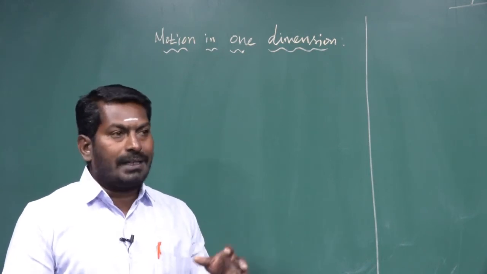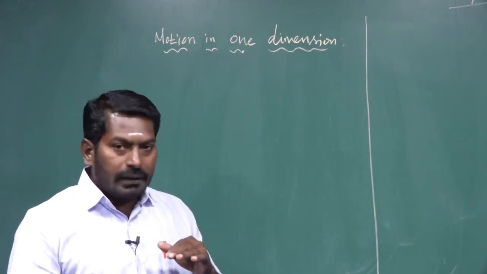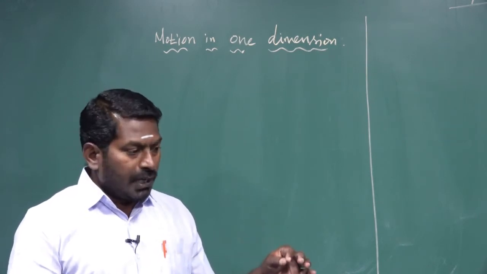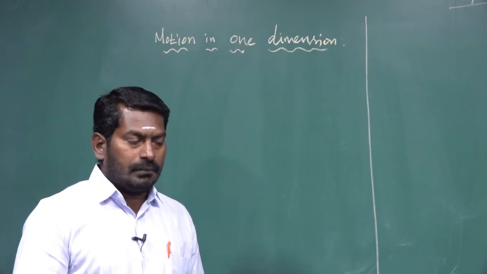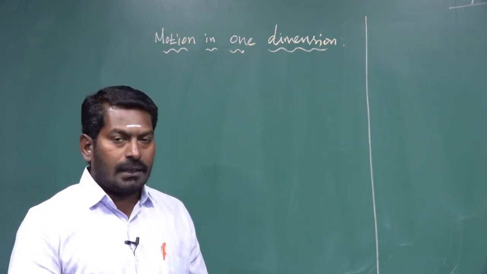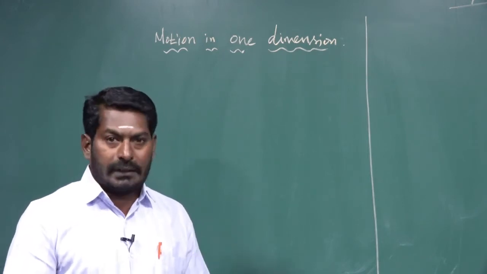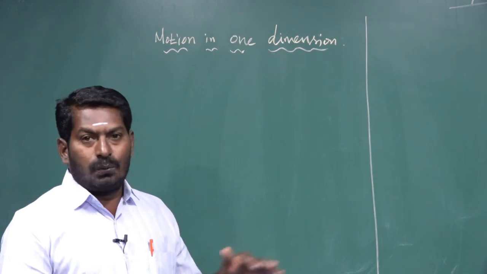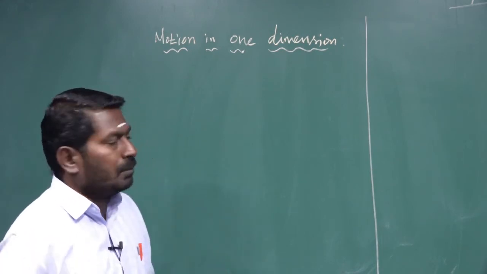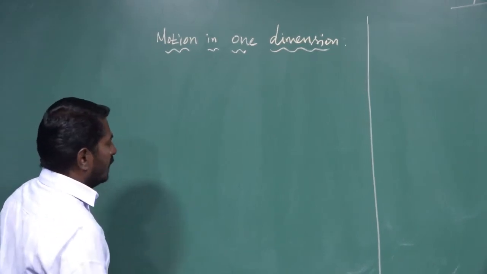Next, motion in one dimension. If your object travels along a straight line, the position of your body at any instant of time can be described with the help of only one coordinate axis. Here, only one coordinate axis varies with respect to time out of the three coordinate axes. That is called motion in one dimension. See the motion in one dimension. Let me assume only one coordinate axis, the x-axis.